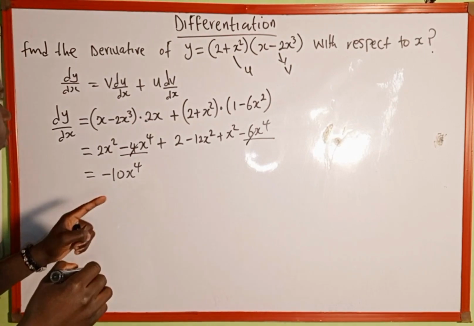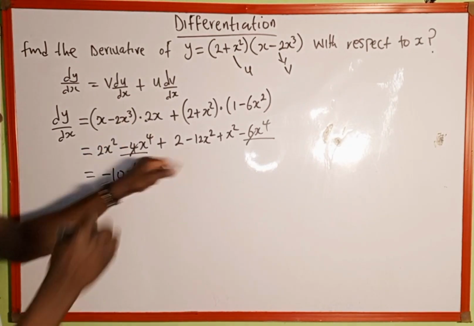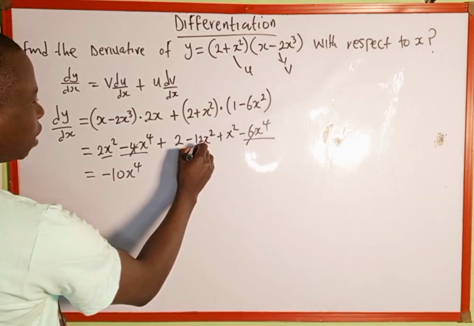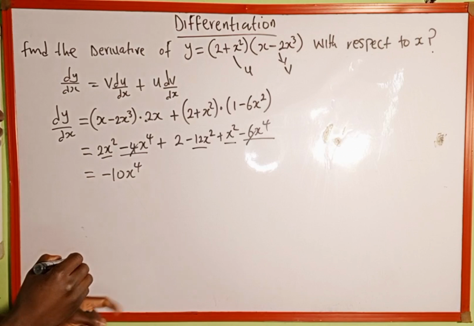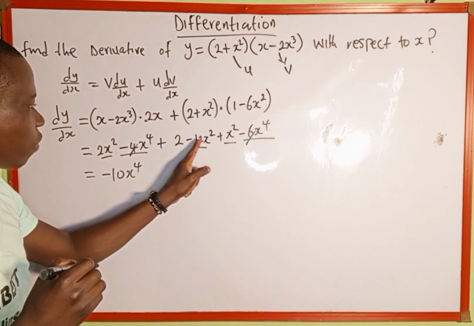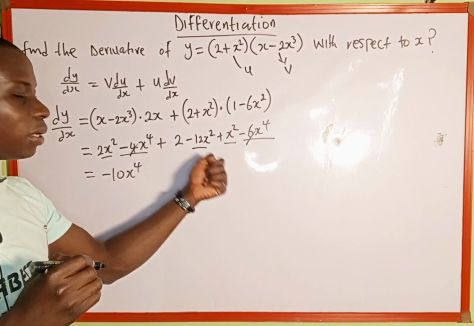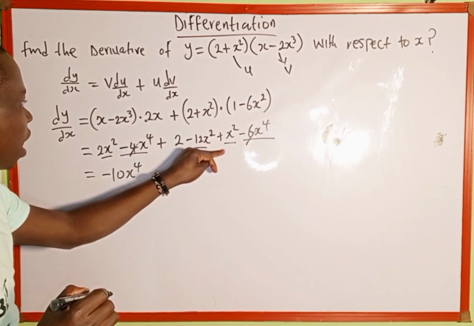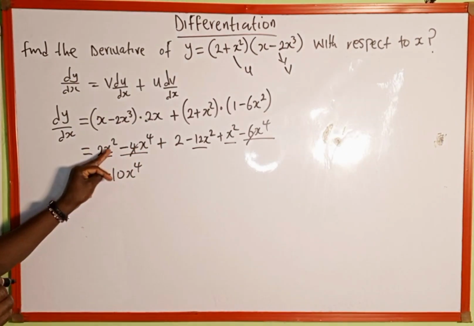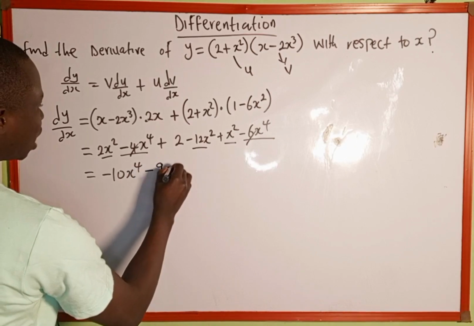Now the next highest power is 2. We have 2x to power 2 here. Then negative 12x to power 2 and then positive 1x to power 2. Negative 12x to the power of 2 plus 1x to power 2 is going to be negative 11x to power 2. And negative 11x to power 2 plus 2x to power 2 is going to give us what? Negative 9x to power 2.